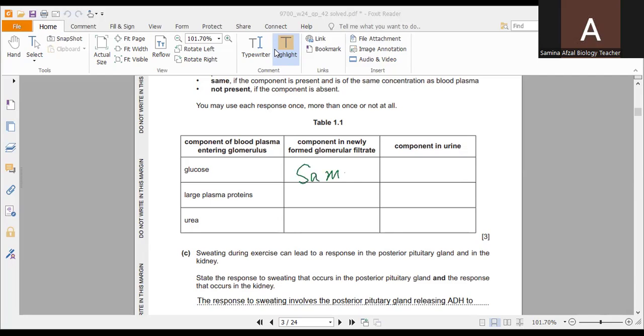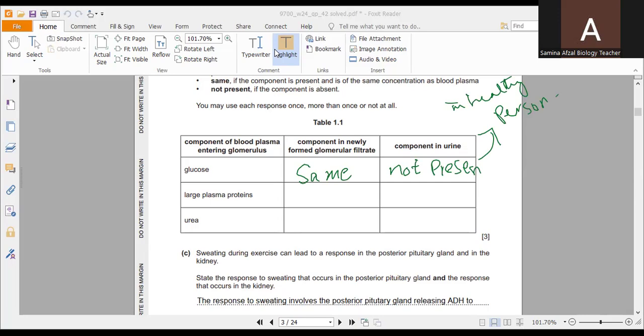We will write a word same over here. Glucose is a component in urine; it will not be present in the urine of a healthy person. It can be present in a person who is diabetic. So we are going to write about the healthy person. So it is present in the filtrate of a healthy person.